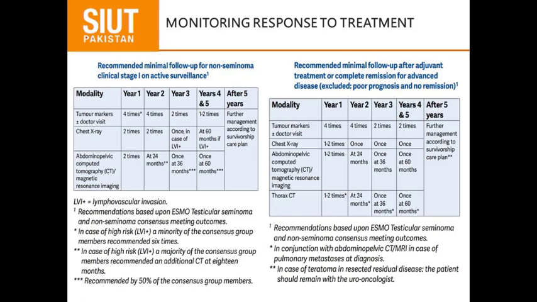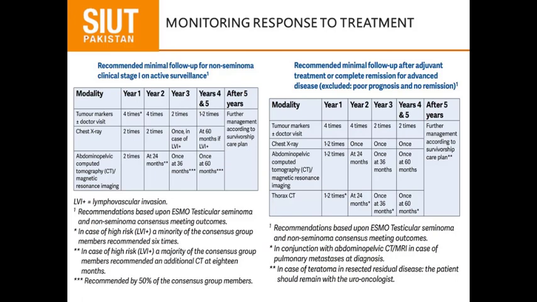Similarly, in year 2, the patient is again advised to check their serum tumor markers 4 times with chest X-ray twice, and CT abdomen and pelvis once at 24 months. In year 3, tumor markers are measured twice with chest X-ray once, especially in case of lymphovascular invasion, and CT abdomen and pelvis at 36 months. In years 4 and 5, tumor markers are measured 1 to 2 times, and chest X-ray once at 60 months, and again CT abdomen and pelvis at 60 months.